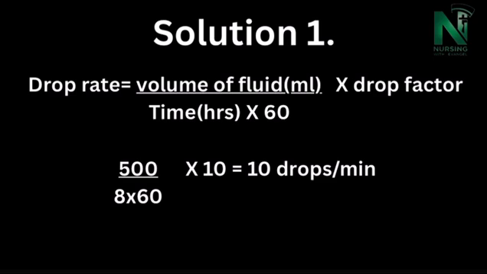If you plug that into your calculator, you'll get 10.4 drops per minute. That means that if we have an infusion of 500 mils to run for 8 hours and we are to use an infusion set of 10 drops per mil, we are going to set this to 10.4 drops per minute. So we are going to approximate this to 10 drops per minute. And that is it for the first example.